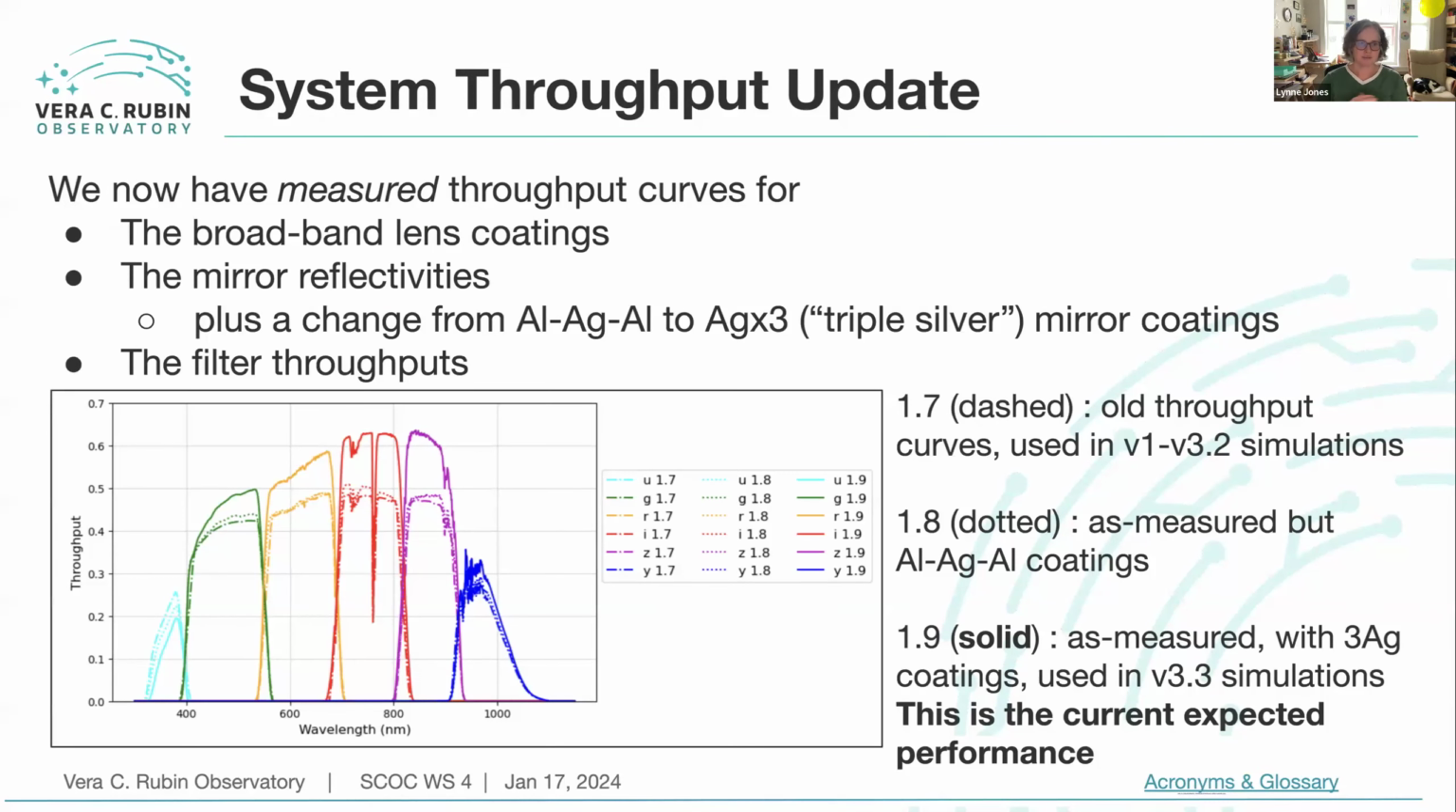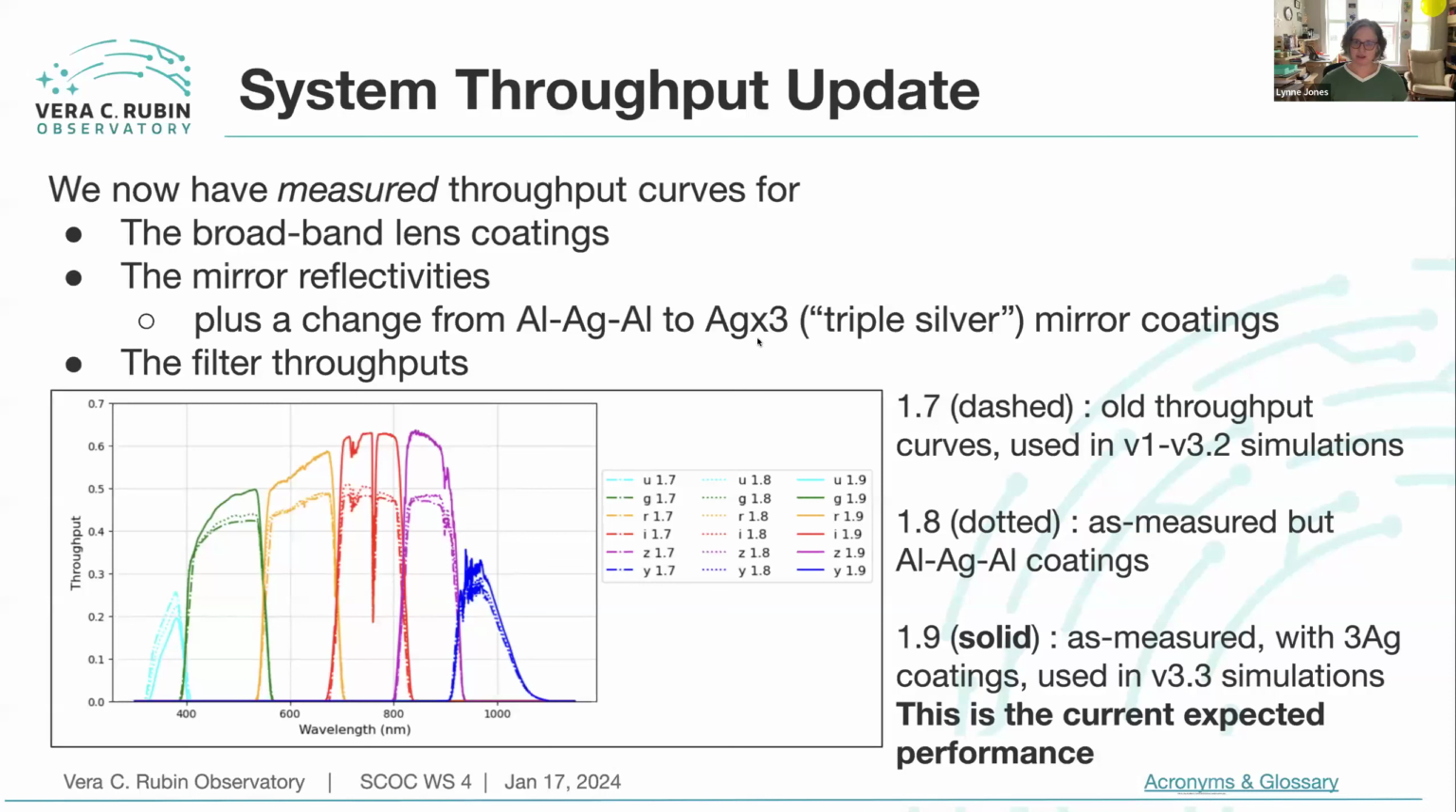So in V3.3, the baseline, I said we switched to this new system throughput update. We now have as-measured throughput curves for the broadband lens coatings in the camera, the mirror reflectivities, and the filter throughputs. We also have measured QE curves for each amp, but we don't use those for the purposes of the OpSim simulations. We just use an average for the full focal plane. The big change here is a change from aluminum, silver, aluminum to triple silver mirror coatings.